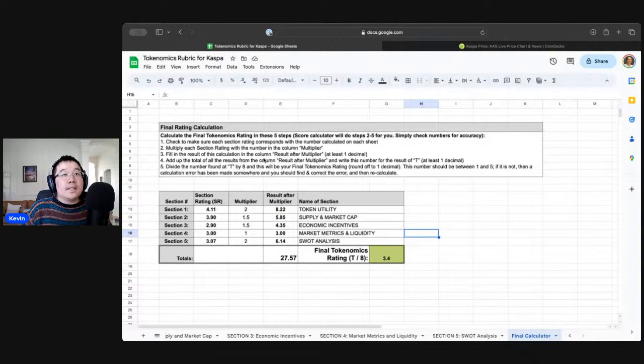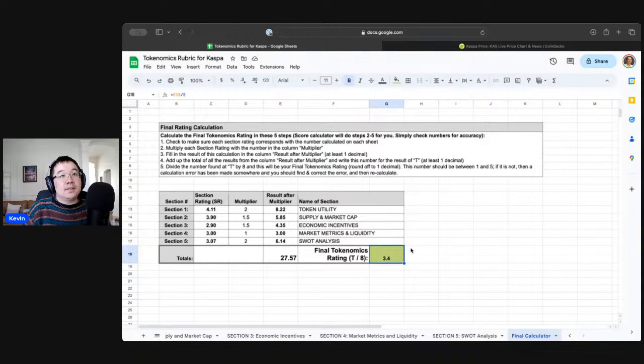So yeah, this is auto-calculated for each section. As you can see, this is auto-calculated. This rubric works like this, giving the multiplier for each section based on our choices, and the final rating is 3.4. I would say that is very well, better than average.